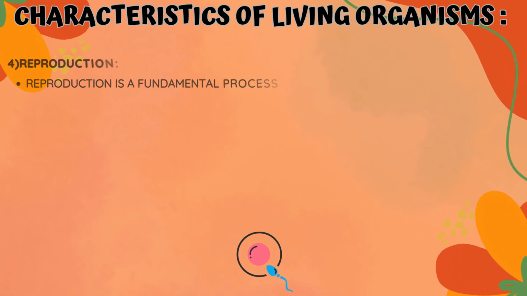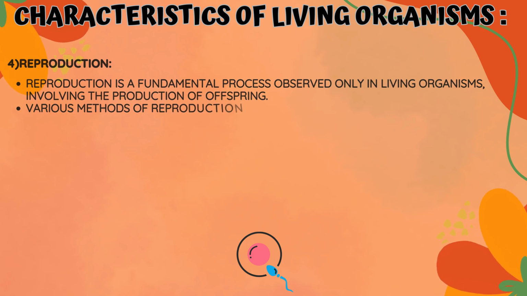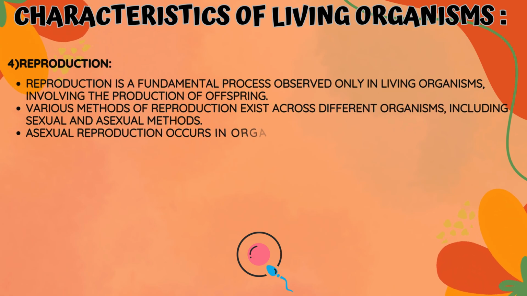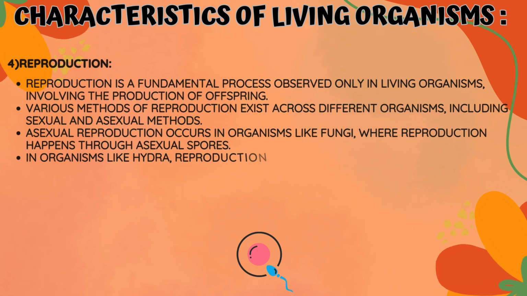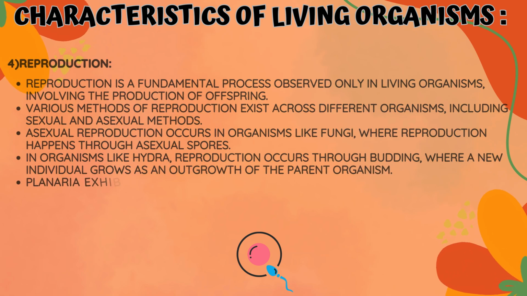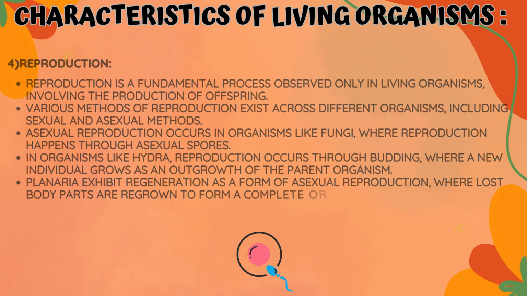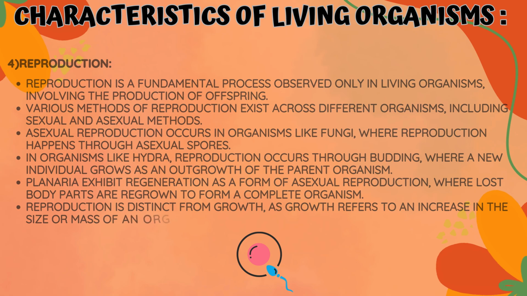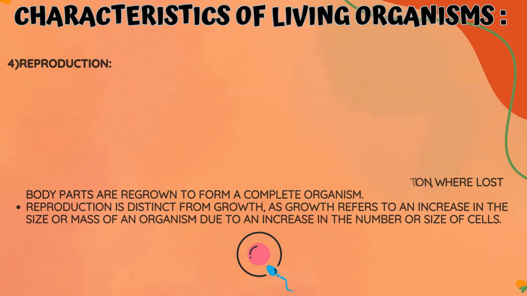Fourth is reproduction. The ability to produce young ones is the process of reproduction, which is observed only in living organisms. In fungi, reproduction occurs through asexual spores, while in hydra budding occurs, and in planaria regeneration occurs, which are all asexual methods of reproduction. Reproduction is the increase in number of cells, while in mules, infertile human couples, etc., reproduction is absent. So reproduction is not simply synonymous with growth, and is not appropriate to distinguish living organisms.